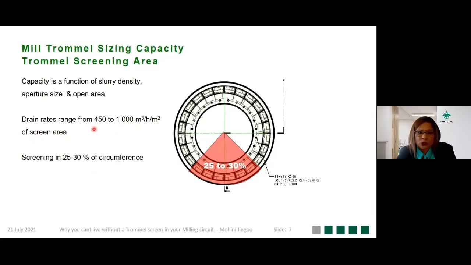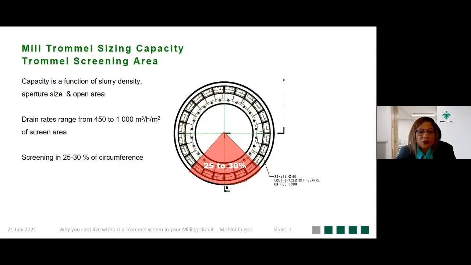Note that you cannot choose any range between 450 to 1,000 meter cube. This is very specific to the type of application and the materials being processed. Multotec has the know-how and the expertise to actually recommend according to the specified parameters. The other factors that I haven't put on these slides, but that can affect the drain rates, are your particle size distribution, your near size, your viscosity, your particle shape, and there are many more.